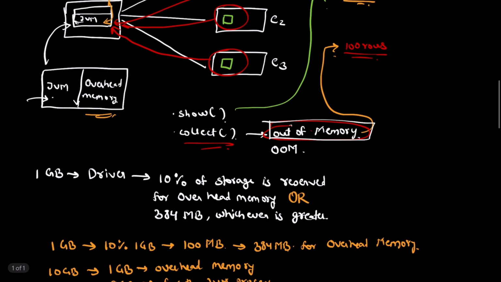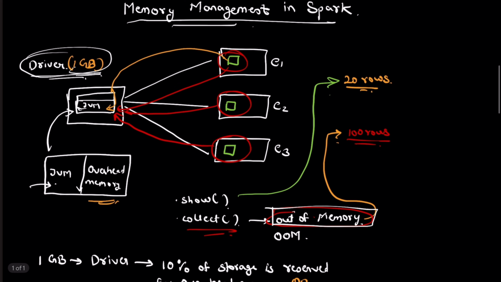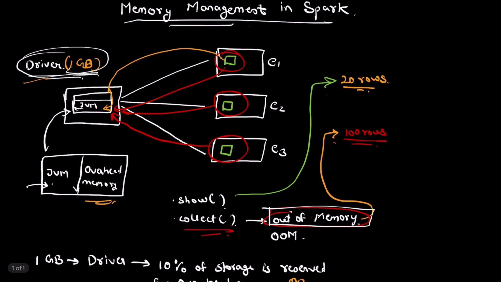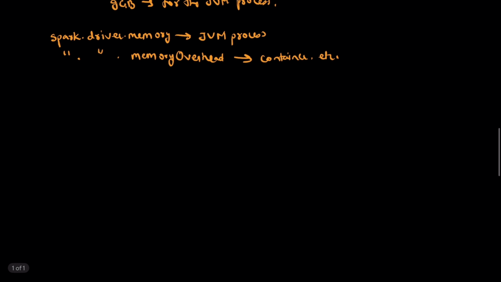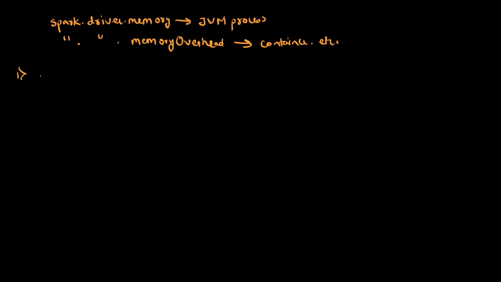So we have seen why we get an out of memory exception in the case of our driver. Now let's see some common reasons for out of memory exception. The first common reason is when we are using .collect. As we have seen in the practical, when we did .collect, we got an out of memory exception because Spark tried to bring all of the data into the driver, and the storage for the driver was very small, hence we got an out of memory exception.